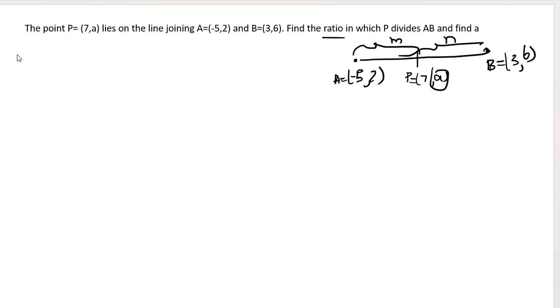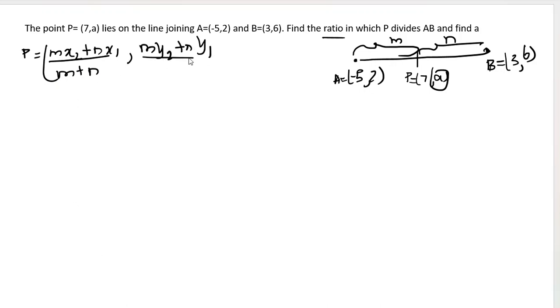The section formula says the point P has coordinates ((mx2 + nx1)/(m + n), (my2 + ny1)/(m + n)). Since the point P is given as (7, a), we write (7, a) instead of P. We also don't know m and n, so we take m and n as they are.